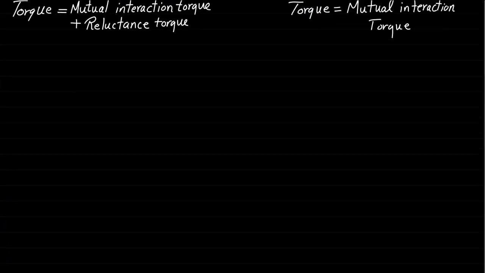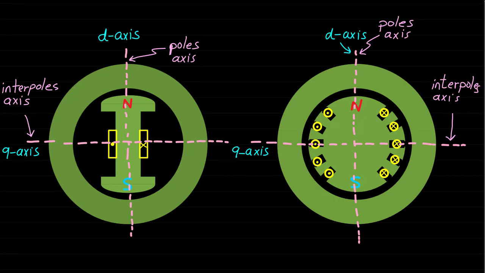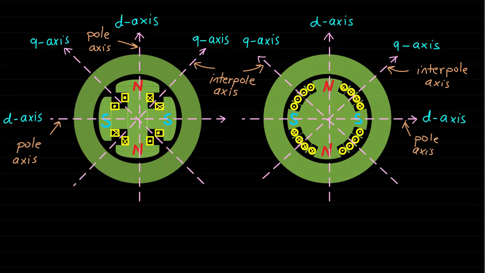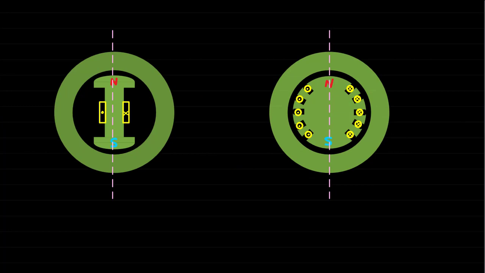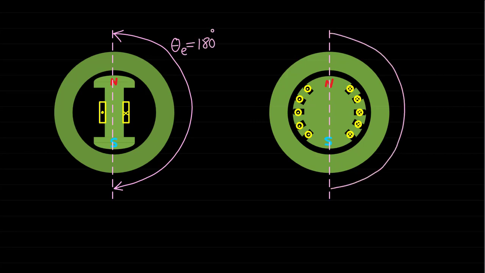It should be noted here that the axis along the pole's axis is called d-axis, and the axis along the interpole axis is called the q-axis. Note that the interpole axis is the axis between two poles axes. In case of four poles machines, the d-axis and the q-axis of the salient and non-salient pole machines are as shown. It should be noted here that the angle between the north and the south poles is always 180 degrees in electrical angle. The electrical angle can be represented by theta E.